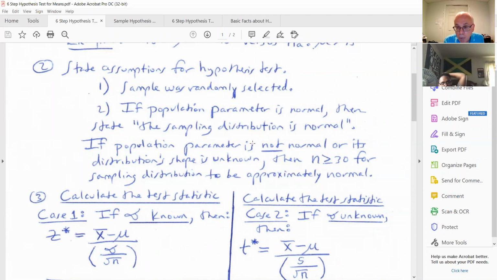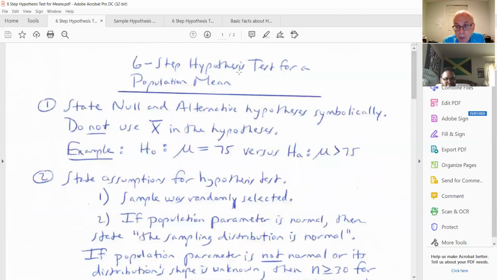So once again, you have to say the sample is randomly selected, if it is, obviously, if it's true. If it's not randomly selected, you can't do any of this, by the way. The whole process doesn't work. And the second thing has to be, we want to test the assumption that the sampling distribution is normal. Well, if the population is normal, the sampling distribution is automatically normal. If there's nothing being said about the population, or it's stated that it's not normal, then we look at the sample size and make sure it's at least 30. That is only true, by the way, for the population mean.